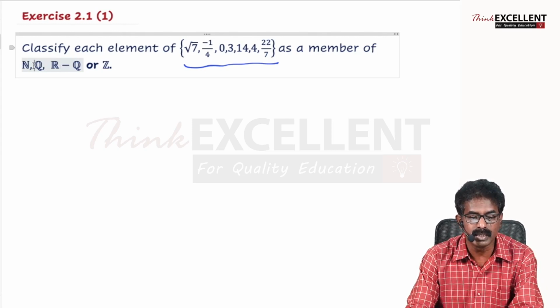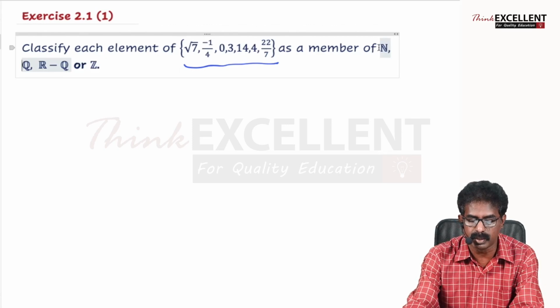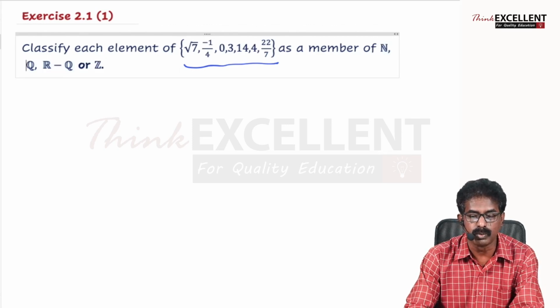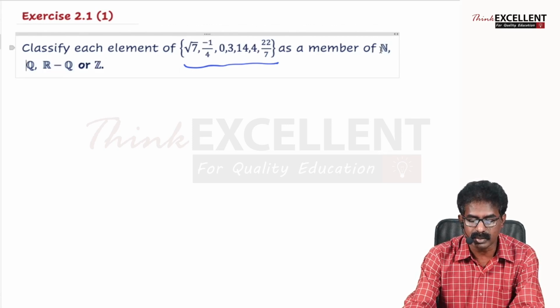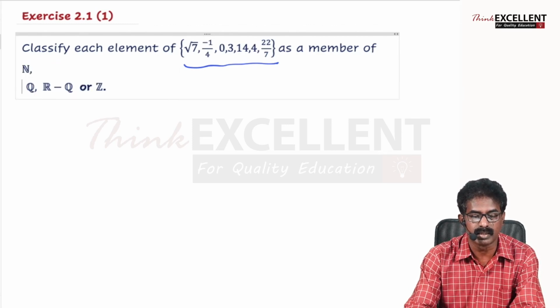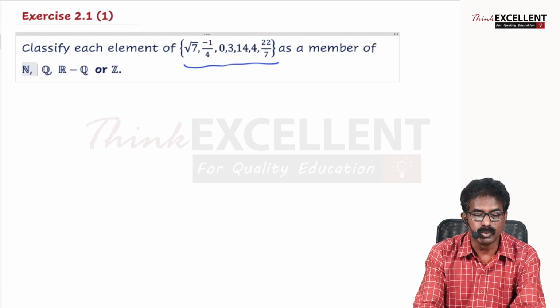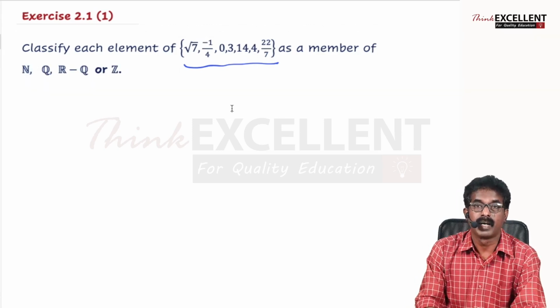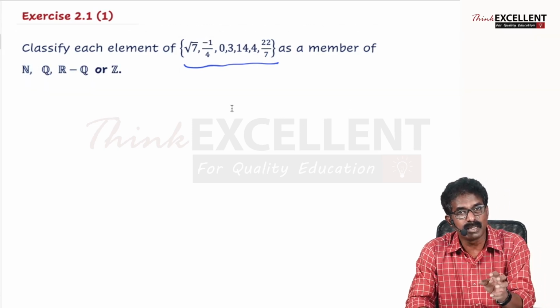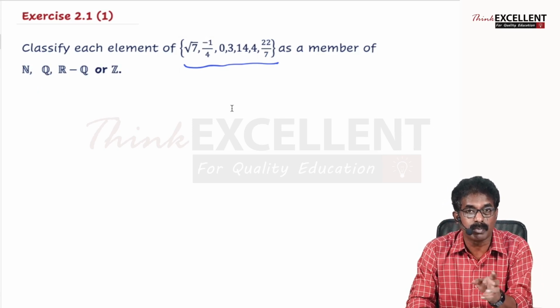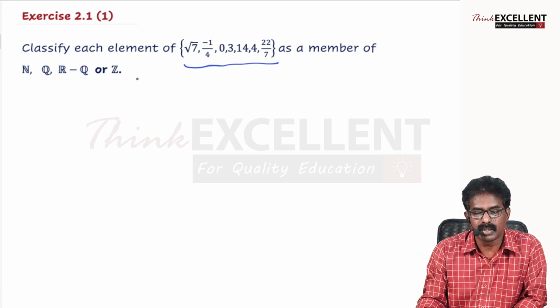The first one is N. N stands for the set of natural numbers. Then we have Q. Q is the set of rational numbers. Then R minus Q. What is R minus Q? From the real numbers, we remove the rational numbers, so R minus Q means irrational numbers, right? Okay, now we take them one by one.